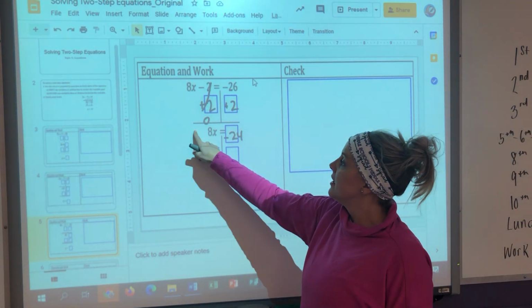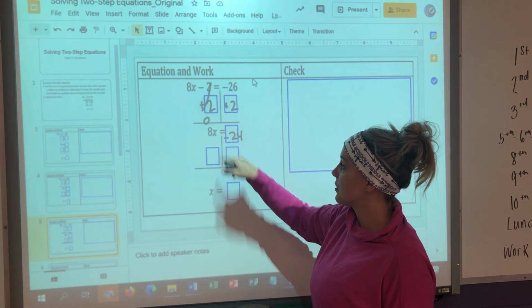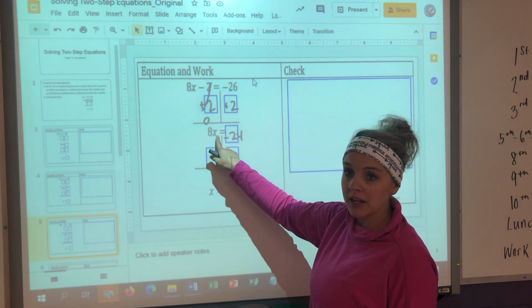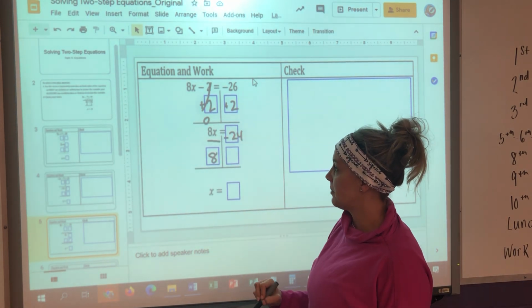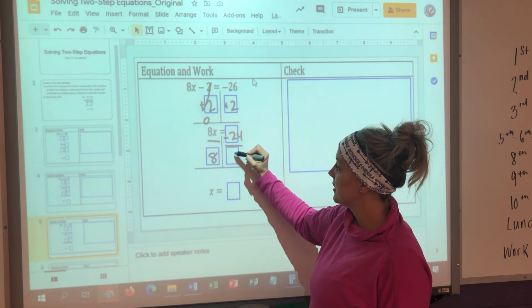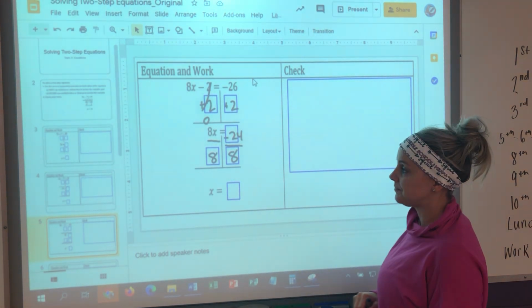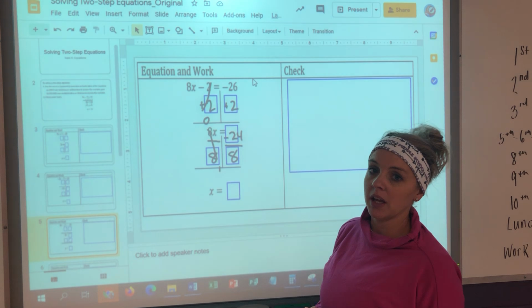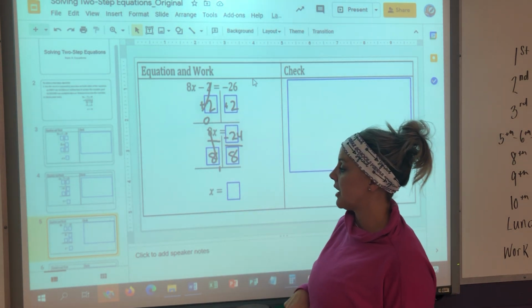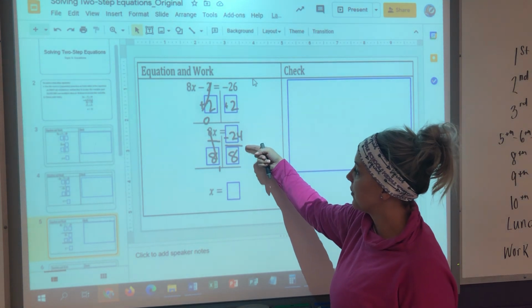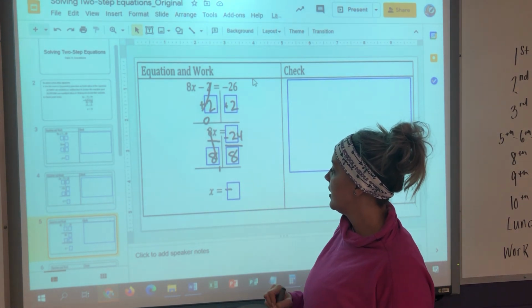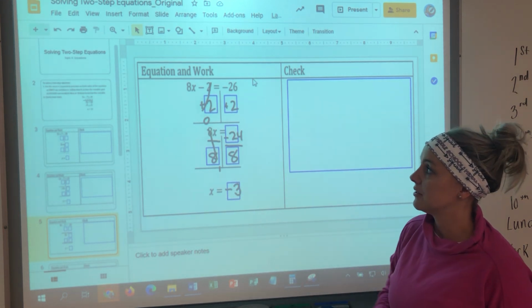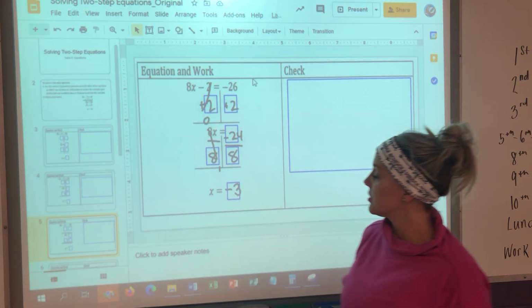Our second step, take care of multiplication or division. 8x equals negative 24. So 8 is being multiplied by x. The inverse of multiplying by 8 would be dividing by 8. So if I divide by 8 on the left, I'm also going to divide by 8 on the right. 8 divided by 8 is 1, and you can see my x variable comes down. And then negative 24 divided by 8, negative divided by positive is a negative. 24 divided by 8 is 3. So the solution you should have gotten is x equals negative 3.